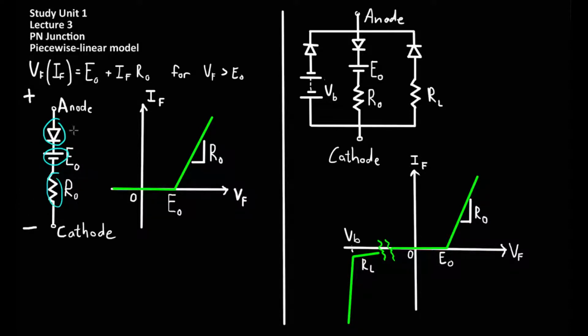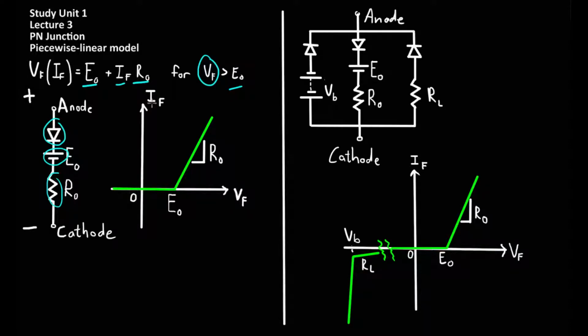These elements are all in series, so the voltage across the diode as a function of the current through the diode is simply the internal voltage plus the current multiplied by the series resistance. This holds true for a forward voltage which is larger than the on voltage of the diode.